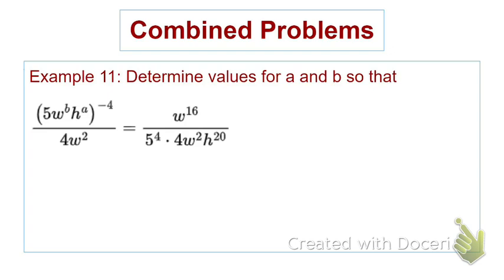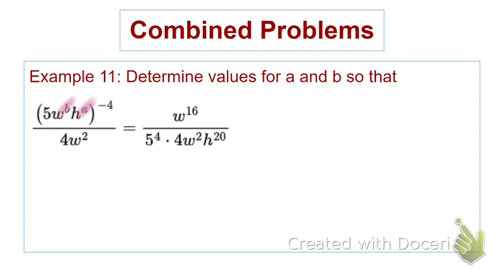All right, so this is our last problem of the day, and it looks a little different than the previous ones. What we want to do here is figure out what values we should put in for the a and the b on the left-hand side of the equal sign so that the two expressions would be equal to each other.